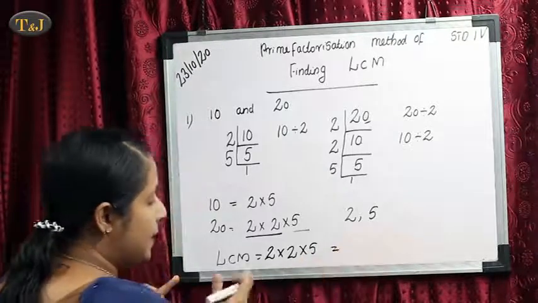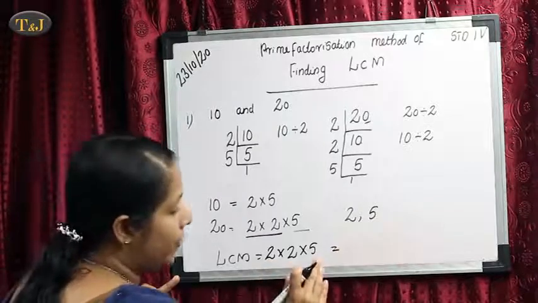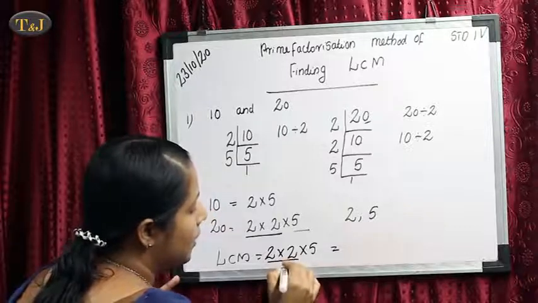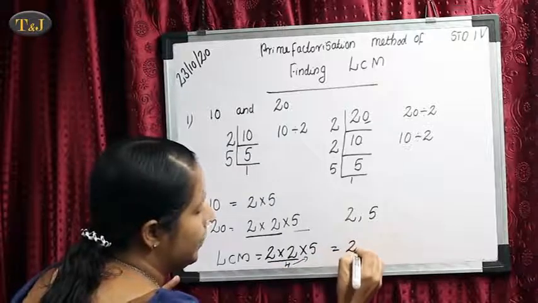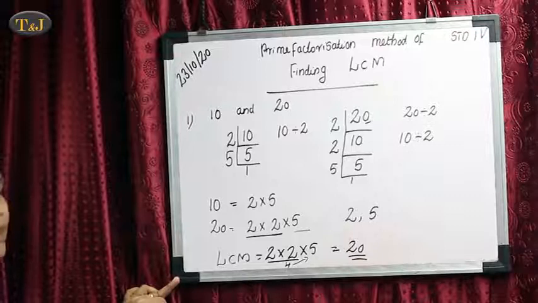Then we just multiply these numbers. 2 2s are 4, then 4 5s are 20. So our LCM equals 20. Okay, got it?